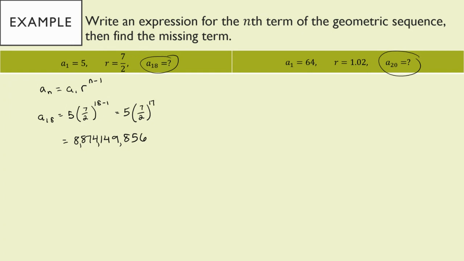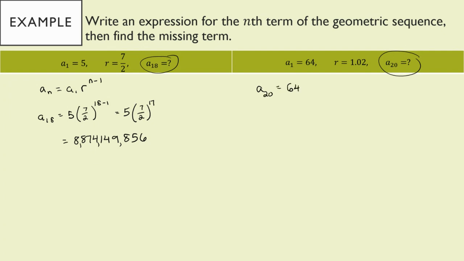So hundreds, thousands, millions, billions. Okay, so that's like over 8 billion for the 18th term. These things get big pretty quickly. So same thing on the right. This time we want the 20th term.